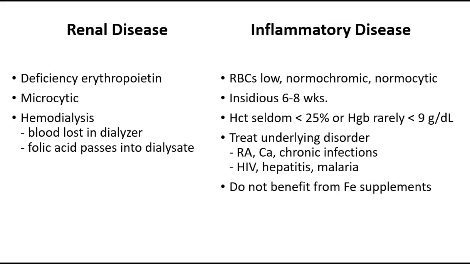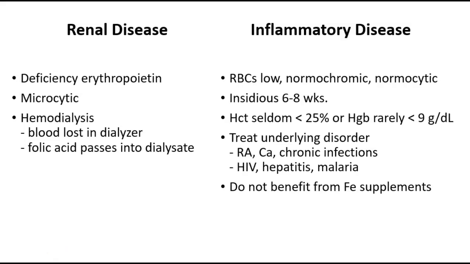And then anemia of chronic disease. Basically, if somebody's got anemia because of some other chronic condition, the treatment really is to treat the underlying disorder. They do not benefit from iron supplements or anything else because that's not their problem. It's usually a milder anemia noticed over several weeks. It's not something that's just super acute. And if you looked at the peripheral smear, those cells would be low in number, but they'd be normal size and normal color.